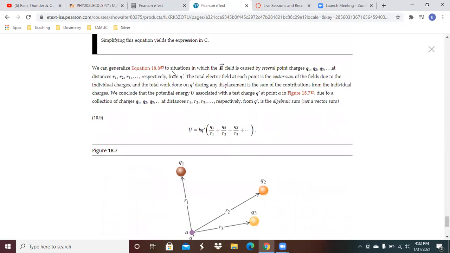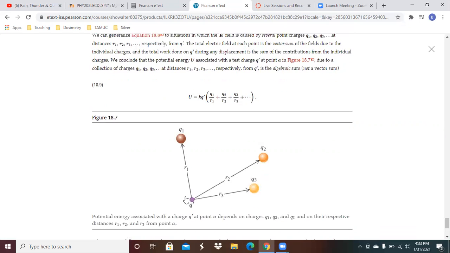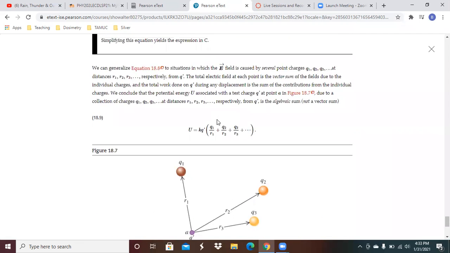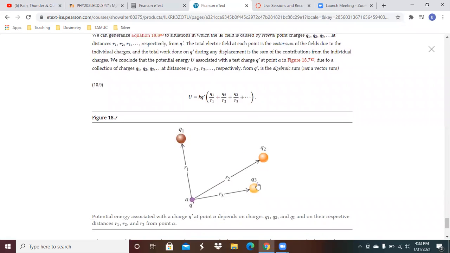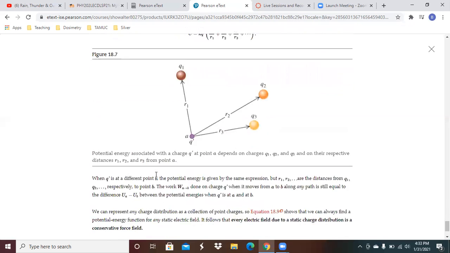So we're going to generalize to situations in which the electric field is caused by several point charges, and these charges are at several different distances from our test charge here. From that, we're going to look at the vector sum of the fields due to the individual charges, and the total work is going to be the sum of the contributions of the individual charges. So we're going to use this particular formula to show the algebraic sum of the effect of all of these charges on Q.